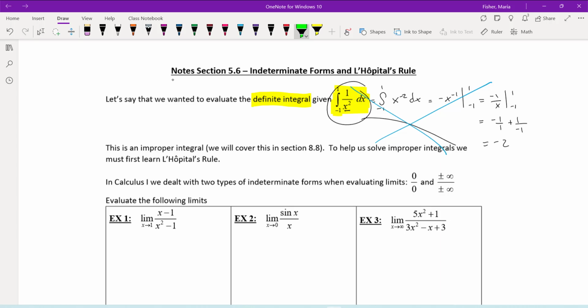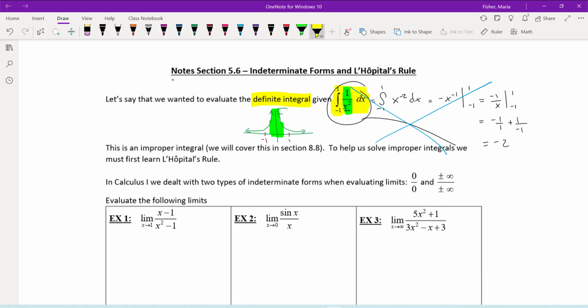Why is it not correct? Because if we think about the function itself, 1 over x squared, if we were to think just about its graph, it looks like this. Now recall, the definite integral gives you area under a curve. So from -1 to 1, the problem with this function is that it's not bounded. So it is unbounded from -1 to 1. So we can't find the area under the curve.